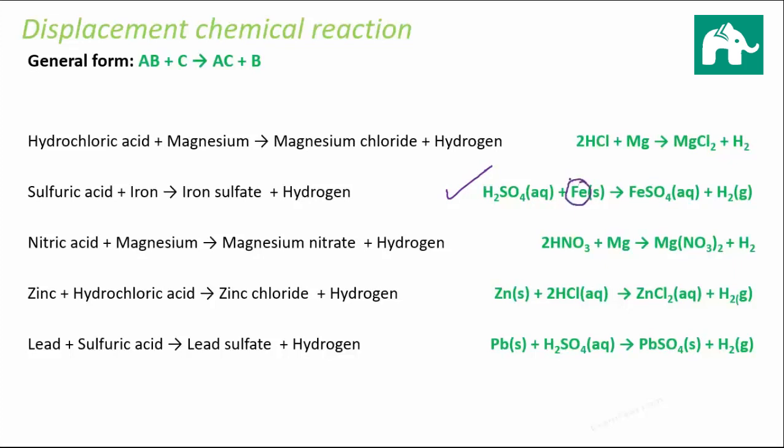Iron is actually kicking out hydrogen from this compound and taking its position. So instead of hydrogen, you have iron now, and it forms iron sulfate. Similarly, let's talk about this equation. Zinc plus HCl gives ZnCl2 plus H2. So here also we see that zinc is actually kicking out hydrogen from this compound and taking its position and forming ZnCl2. So we see displacement is taking place in each of these reactions, and that's why they are called displacement chemical reaction.